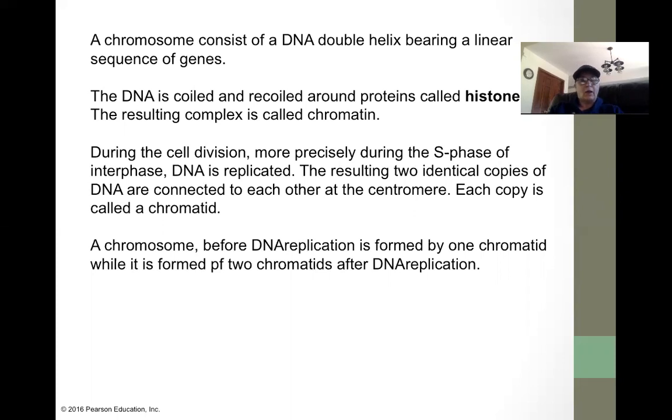And so if it's before DNA replication is formed, there are some typos in there, I've got to clean that up, but it's formed by one chromatid. And then after replication, it would be 2 chromatids. So anyway, it's worth getting it straight in your head. Sorry about the typos on that slide.